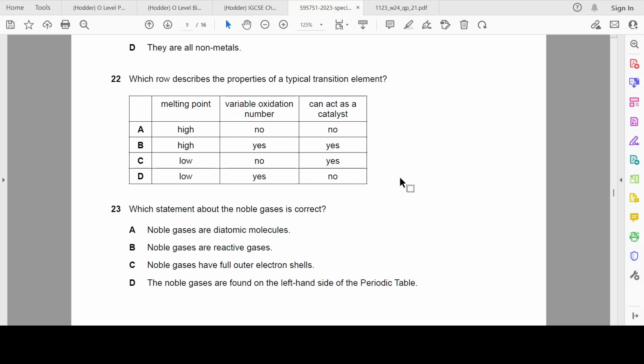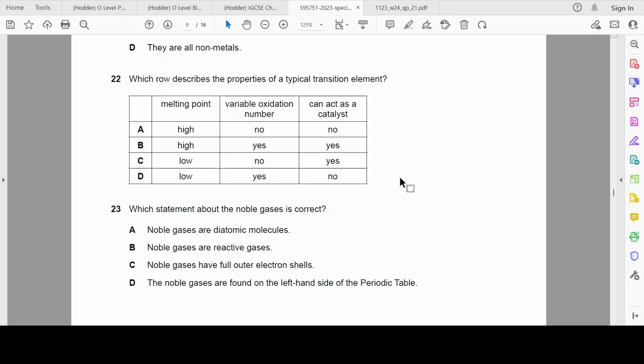Okay, finally, question 23. Just really the last one. Which statement about the noble gases is correct? D. The noble gases are not found on the left side of the periodic table. No, no. C. They are not diatomic. No, they're not. Neither are they reactive. No. It is C. So C.